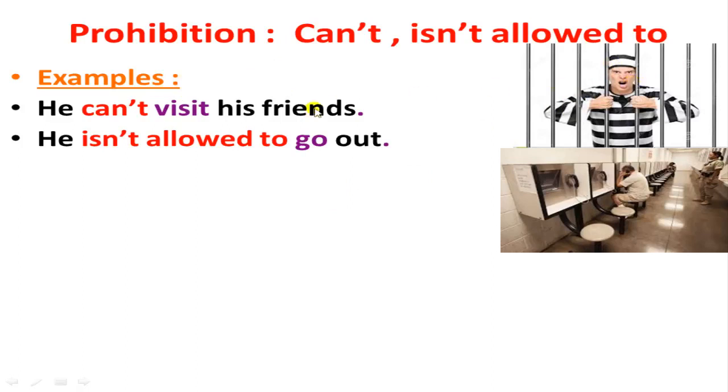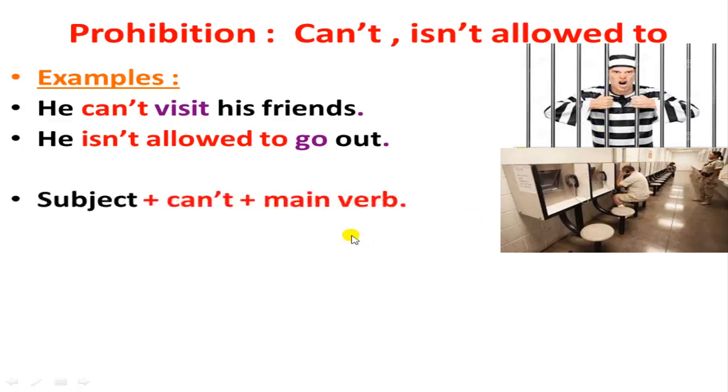So a prisoner can't visit his friends. A prisoner can't go out. A prisoner is not allowed to go out. A prisoner can't visit his friends. So his friends come and visit him. Subject, can't, main verb. Can't visit.